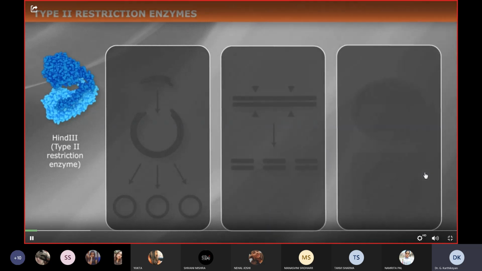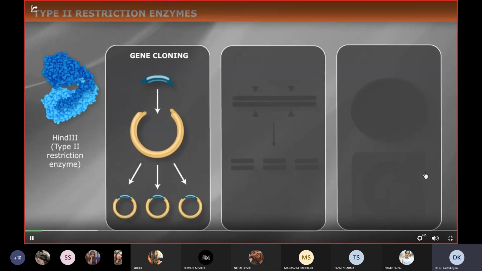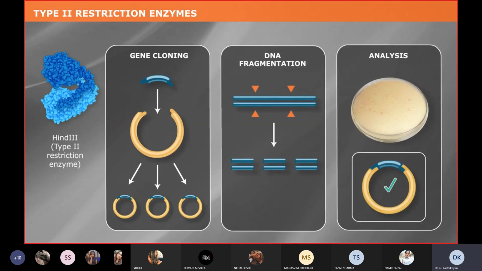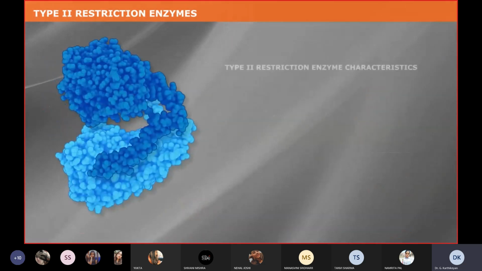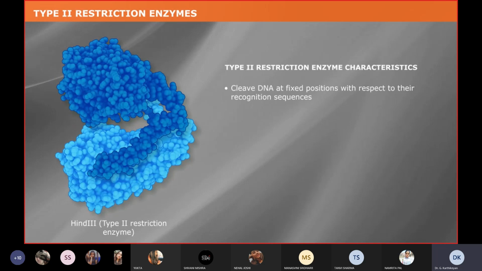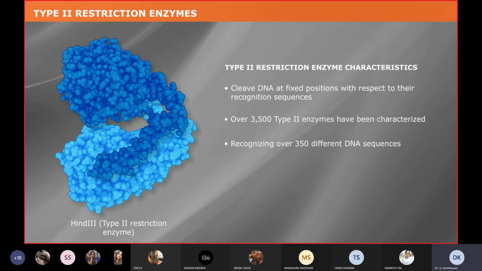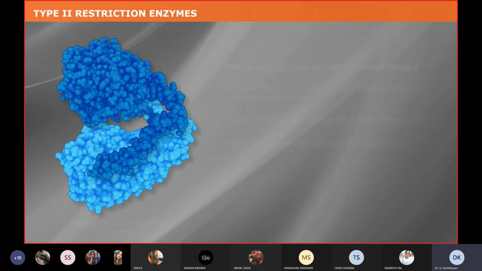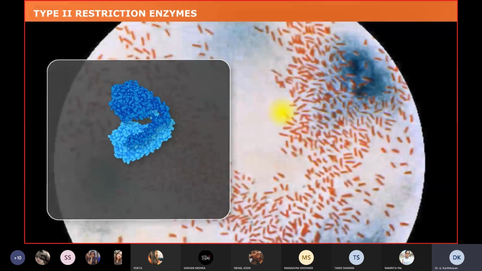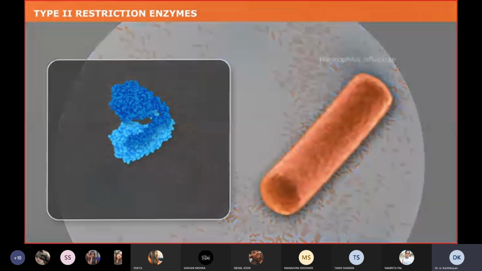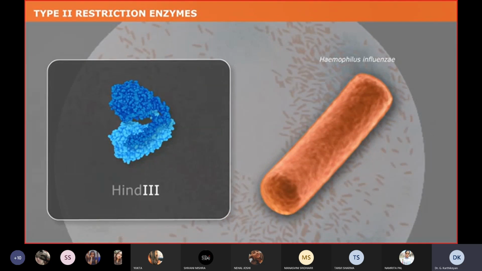Most molecular biology applications, such as gene cloning, DNA fragmentation, and analysis, use them. They cleave DNA at fixed positions with respect to their recognition sequences. Over 3,500 type 2 enzymes have been characterized, recognizing over 350 different DNA sequences. Restriction enzymes are named for the microorganism from which they were originally purified. For example, HindIII was the third enzyme found in Haemophilus influenzae, serotype d.